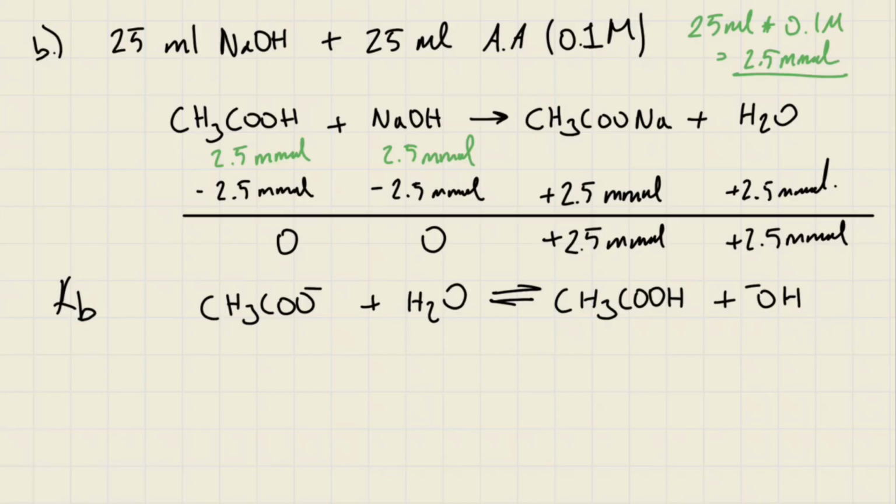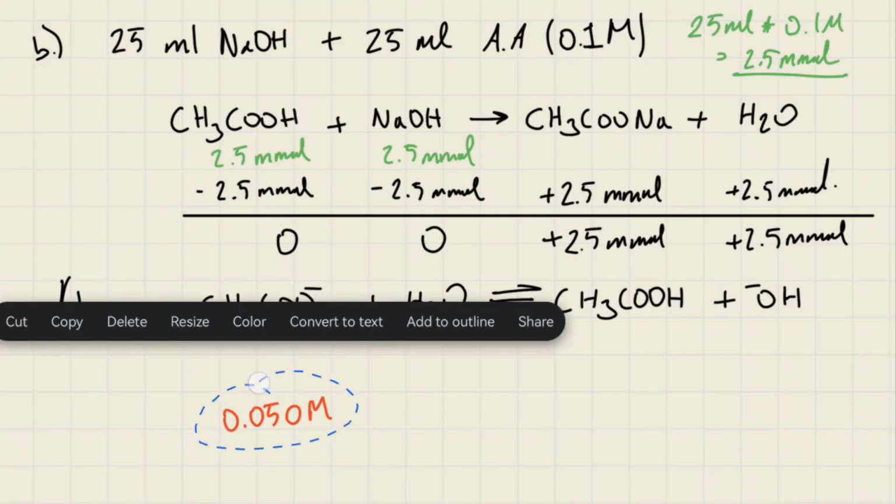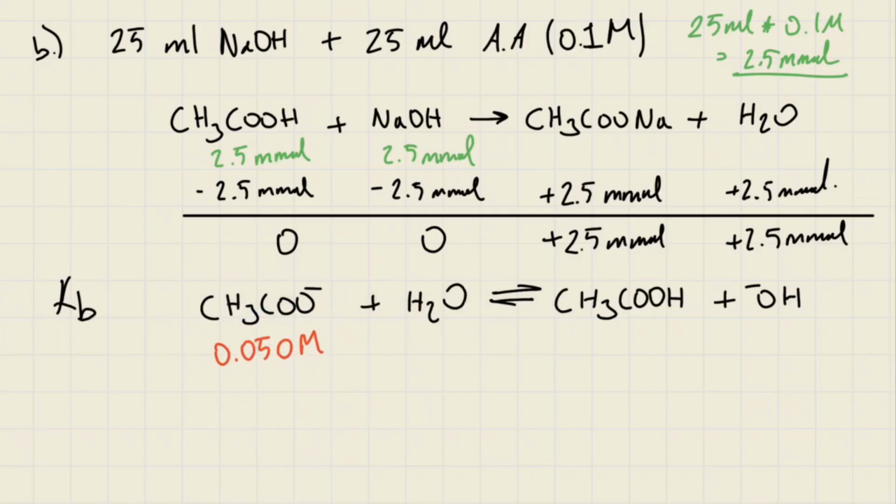So we have 2.5 millimole of the acetate and the total volume is 50 milliliters, and this is equal to 0.050 molar. So I will clean here. We know the molarity. And Kb for this reaction is 5.6 times 10 to the minus 10.